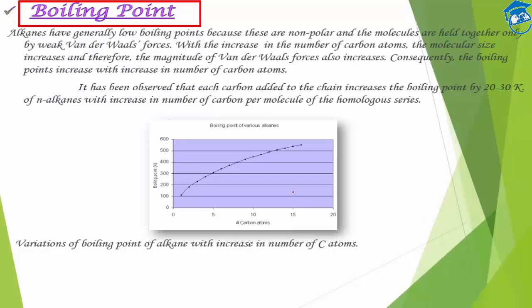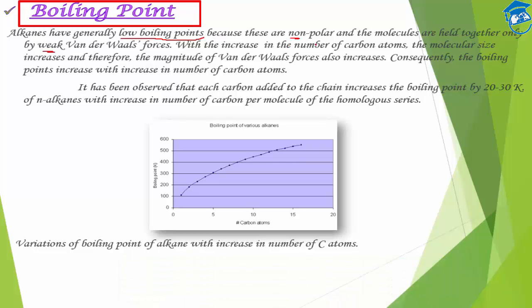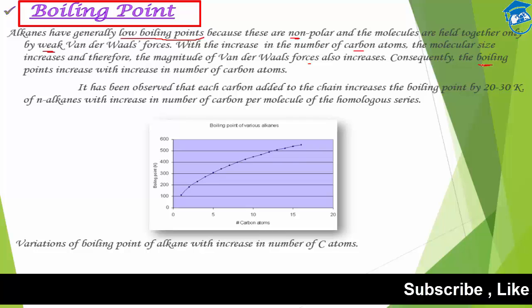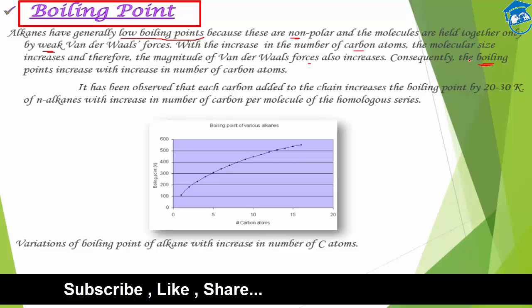Next is the boiling point. Since they are non-polar, they will be held together by weak van der Waals forces, so they will have low boiling points. And there is a variation. As the number of carbon atoms increases, their molecular weight will increase, so their van der Waals forces will also increase, and hence the boiling point will increase. So we can say that with increasing number of carbon atoms, the boiling point of alkane will increase.